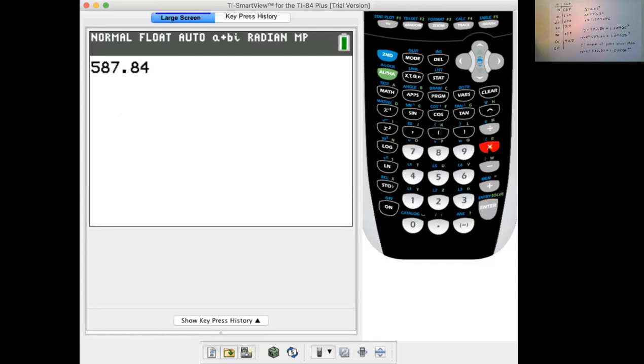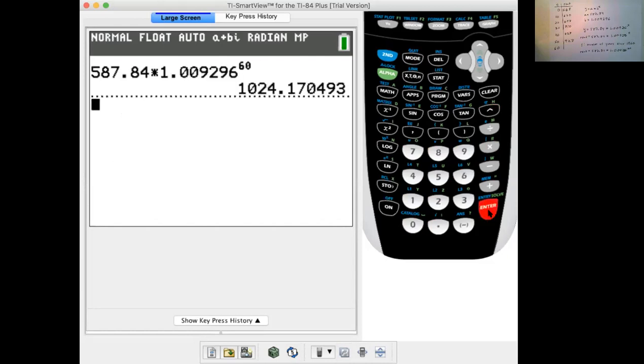587.84 times 1.009296 to what power? To the 60th power, because 2020 is 60 years after 1960, and we get about 1,024. So we predict that the rent is approximately, or would be, about 1,024.